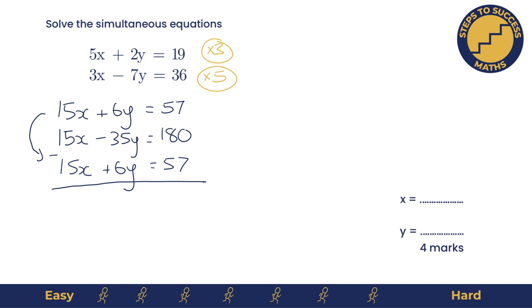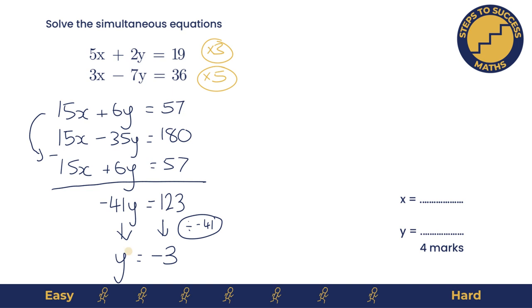So I've got minus 35y take away 6y, so that's negative 41y, and then 180 take away 57, that's 123. And then I need to divide both sides by negative 41. So I'm going to get y equals negative, and then how many 41s will go into 123? So 40, 80, 120. So I can see it's 3 times. So y is negative 3.